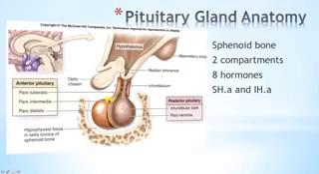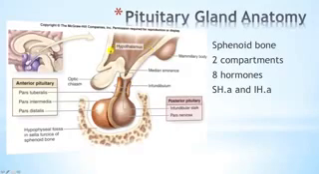On the other hand, the anterior pituitary gland consists of three parts. One, pars distalis, which is the main part of the anterior pituitary gland. Pars intermedia, which is a portion that separates the posterior and anterior compartment. And pars tuberalis, which surrounds the infundibular stalk.